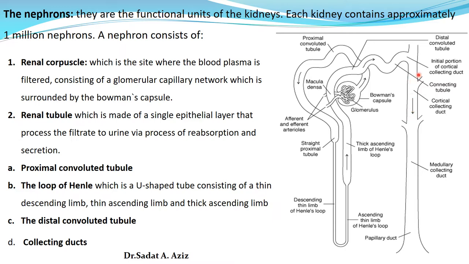So the renal tubule is made of a single epithelial layer that processes the filtrate into urine through the processes of reabsorption and excretion. We will explain these processes one by one, okay? So the renal tubule is made of a single epithelial layer. And you know what is the advantage of having a single epithelial layer?